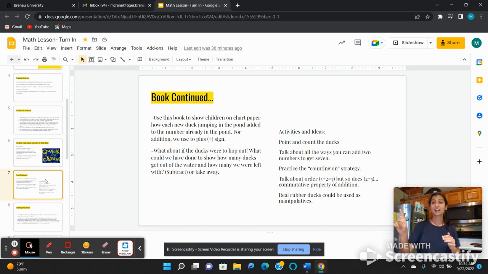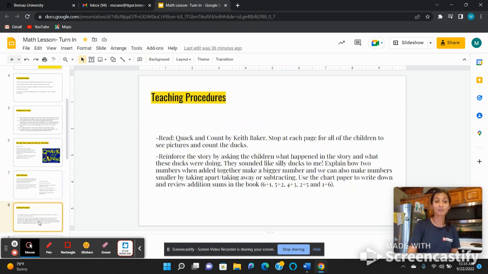Point and count the ducks as you read the story. Talk about all the ways you can add 2 numbers to get 7. Practice the counting on strategy and also talk about order. 5 plus 2 equals 7, but so does 2 plus 5, and explain that, which is the commutative property of addition. Real rubber ducks, like little bath ducks, could also be used as manipulatives.